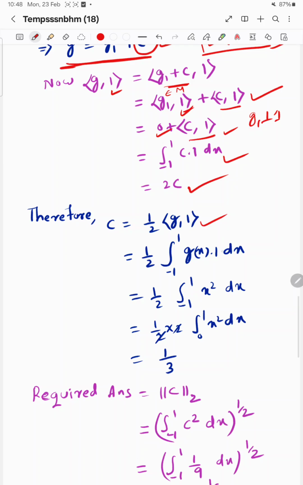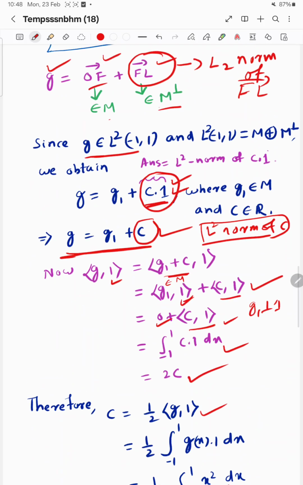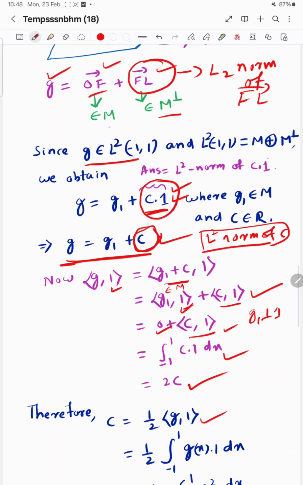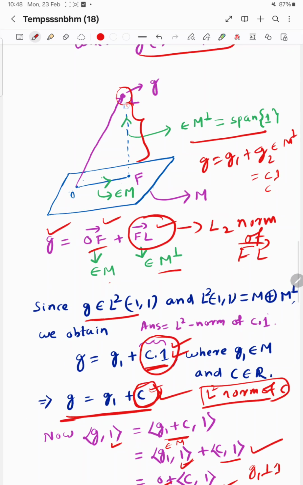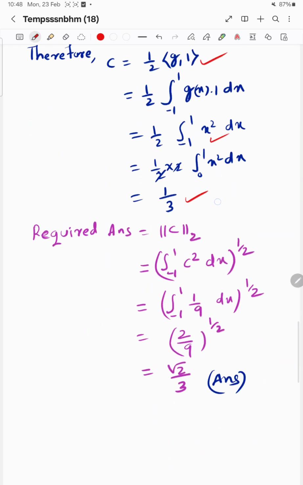And if you solve this inner product value, with g(x) equal to x square, it gives this integration, and after calculation you will get the value of C equal to 1 by 3. And I have already told that the L2 norm of C is our required answer. And you know why this is our answer, because this is the orthogonal projection, and this length is equal to C, and this length is our answer. The length of C is nothing but the L2 norm of C.